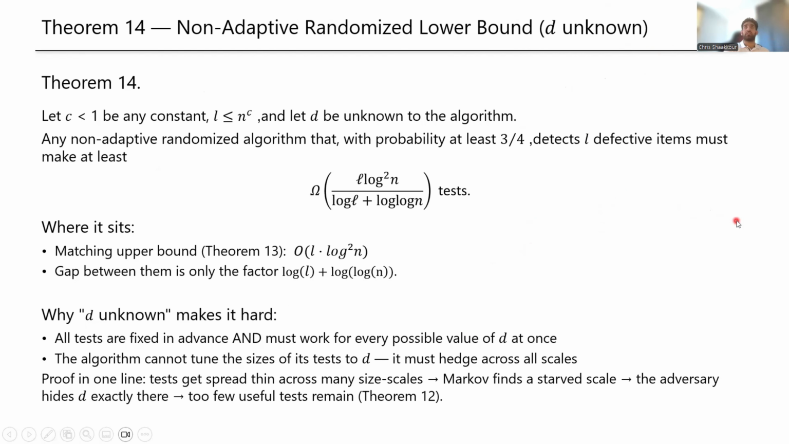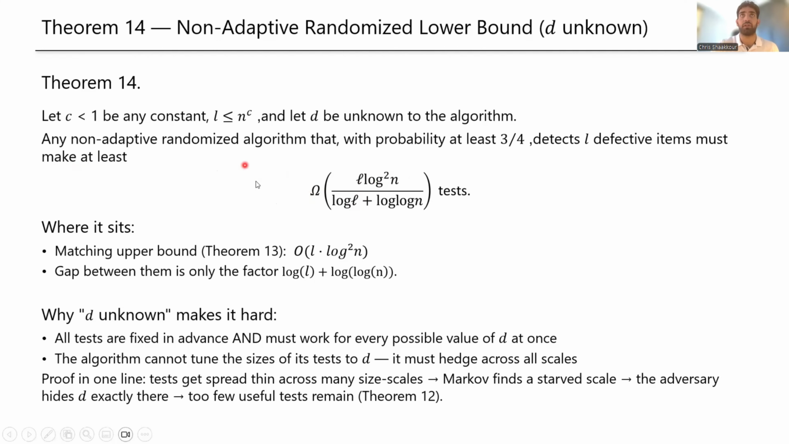Moving on to theorem number 14, the non-adaptive randomized lower bound where D is unknown. So if we let C be smaller than 1, any constant, where L is smaller or equal to n to the power of C, and let D be unknown to the algorithm. So we don't know the number of total defective items. Any non-adaptive randomized algorithm that with probability at least 3/4 detects L defective items must make at least Omega of L log squared n divided by log L plus log n tests.